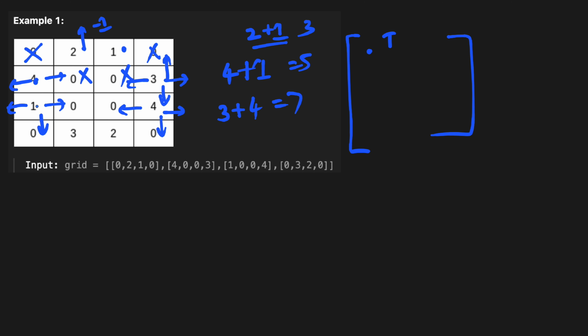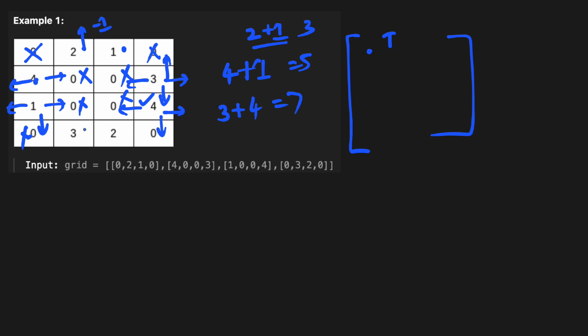Then we come to this cell. This is already visited. Then we come to this cell. This is a land cell, so we skip it. Similarly for this land cell as well. Then we come to 4. This is also visited. Then we come to this cell. This is also a land cell, so we skip it.